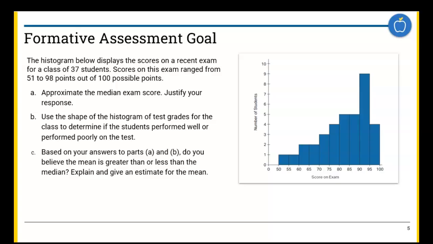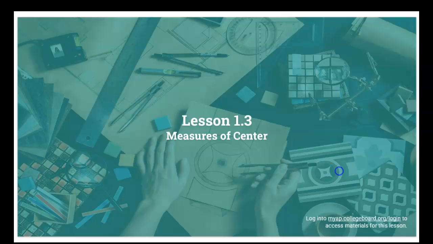And then you look at the histogram, look at the shape of the histogram, and you're going to have to determine if the students performed well or poorly based on the shape. Okay. And then last one is based on those 2 answers. Is the mean greater than or less than the median? So you have to know the difference between mean and median. But you already know what a median is. What is median? The middle part of the data set. Okay. All right. So not too bad, right? So we have to be able to understand this at the end, okay?